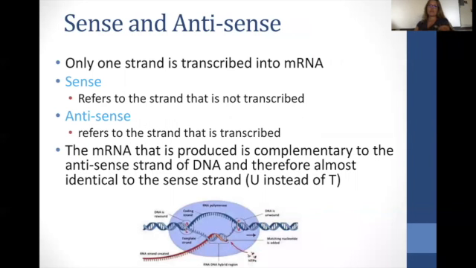Sense and antisense. Only one strand of the DNA is transcribed. The sense strand is the strand that is not transcribed. The antisense is. The mRNA that is produced is complementary to the antisense strand of DNA and therefore almost identical to the sense strand. If you think about it, you're going to send this message out. So here is the message that you want. Here is the opposite of the message. You're going to transcribe the opposite of the message so the mRNA pretty much mirrors the message.